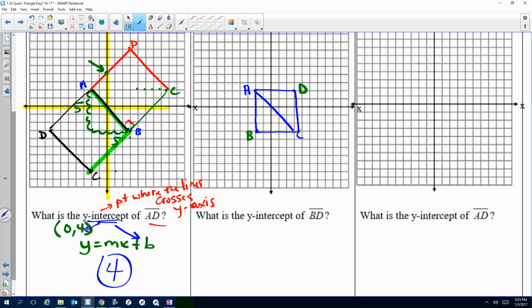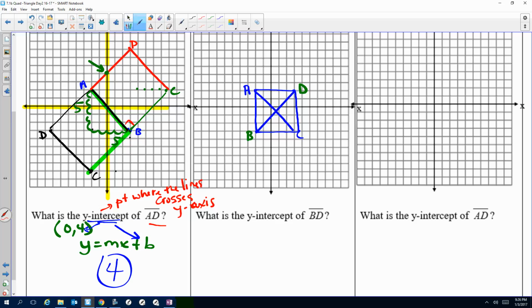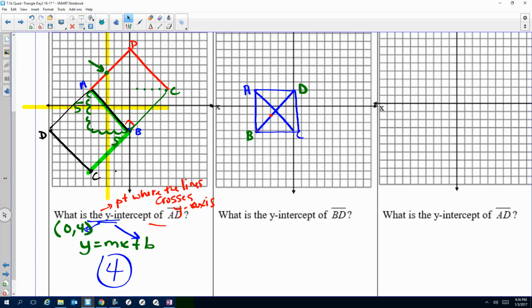So here they want us to find the y-intercept of BD. So let me draw another line. That's the best way to do it, is just let your graph do all the work for you. Here, here, here, here. Go to BD. And then I should see that it crosses the y-axis right there. My line's a little off. I'm going to fix that. There it is. There we go. And then I see my y-intercept.